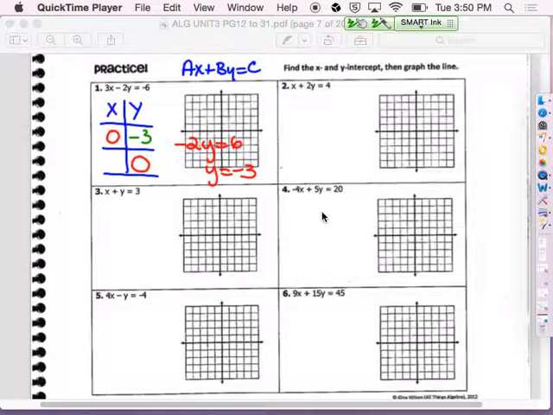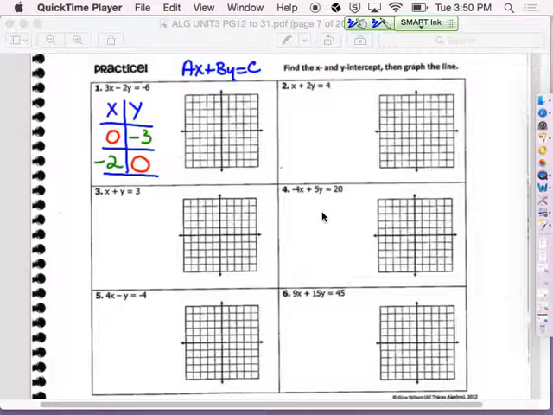That gives me the ordered pair to graph for that. And then if I let Y become 0, then I'm simply left with 3x equaling negative 6, therefore x is negative 2. So when y is 0, x is negative 2. So I now have 2 points to use to graph my equation.